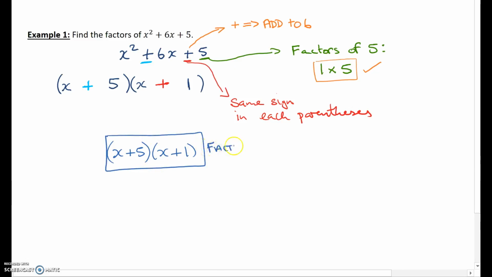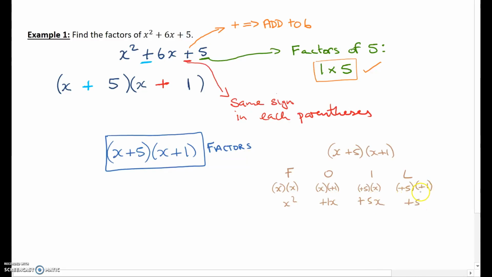Now I don't want to confuse you. The next bit is just checking. This is the answer that we're looking for. If we do check x plus 5 times x plus 1 using FOIL, it's going to be x by x. The outside is x times plus 1. The inside is plus 5 times x. And the last is plus 5 times plus 1. So we have x squared plus 1x plus 5x plus 5.